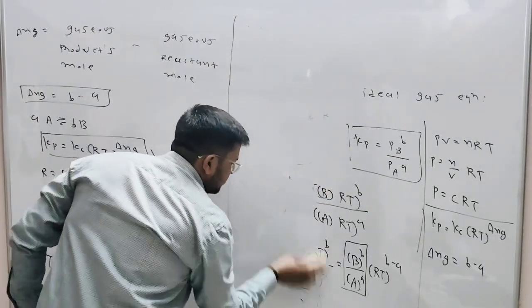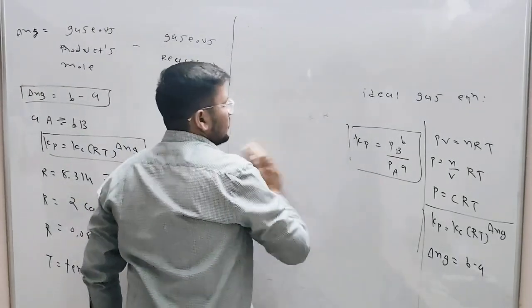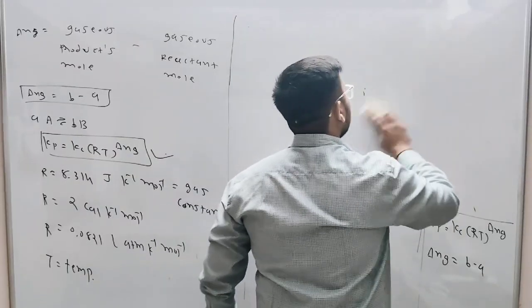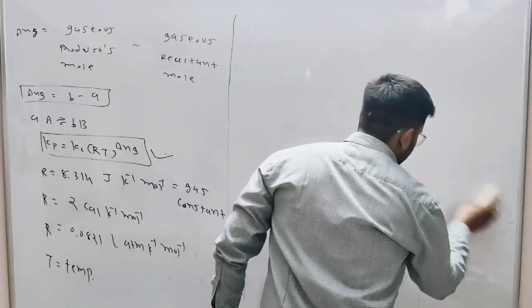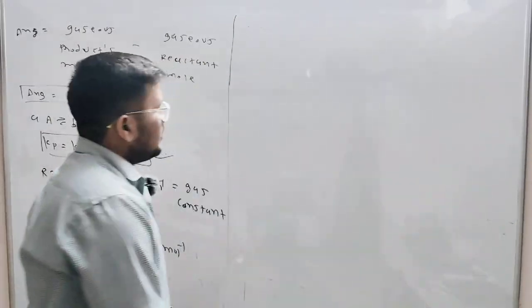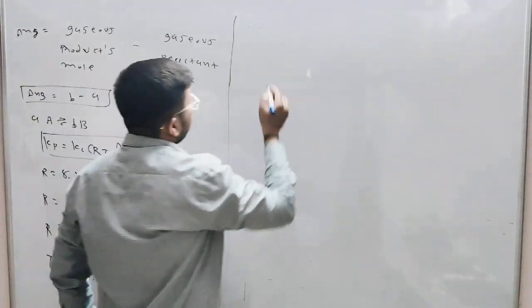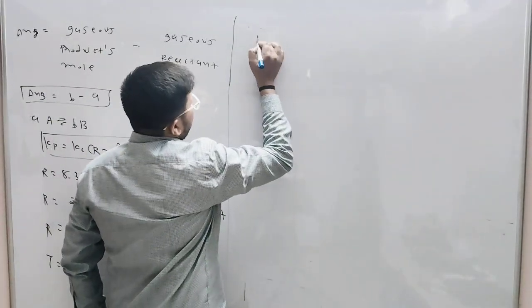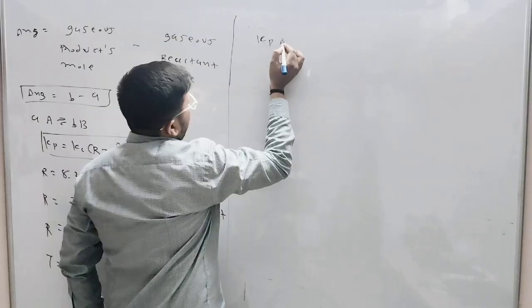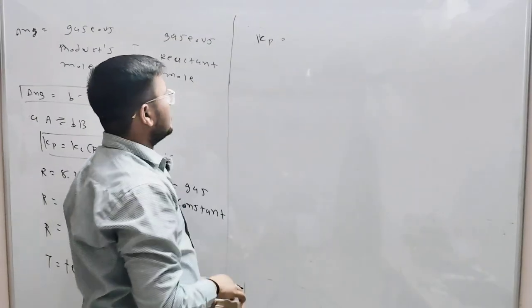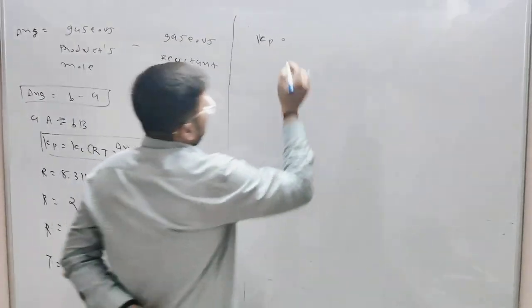If I take a question from some IB board, it will be just like this. Like the question you have: what is Kp? Just say the unit of Kp and Kc. Kp unit I can say.